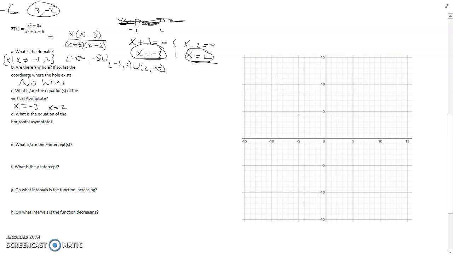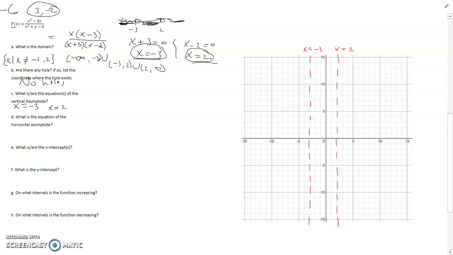And those are vertical lines. So I'm going to go ahead and draw those vertical lines. All right, those take me a while to draw, so I went ahead and put those in there. We have x is equal to -3 and 2. We've got our vertical asymptotes.